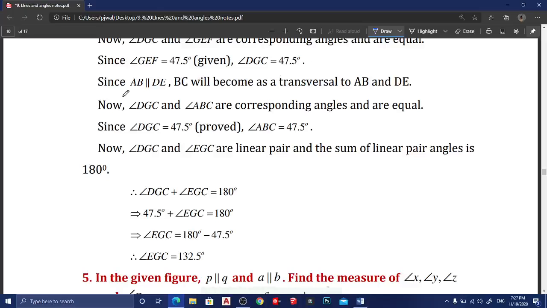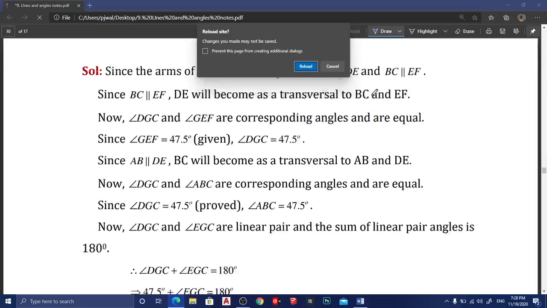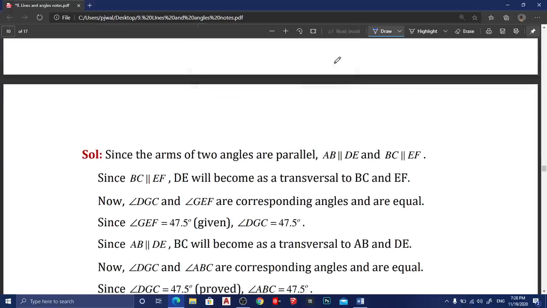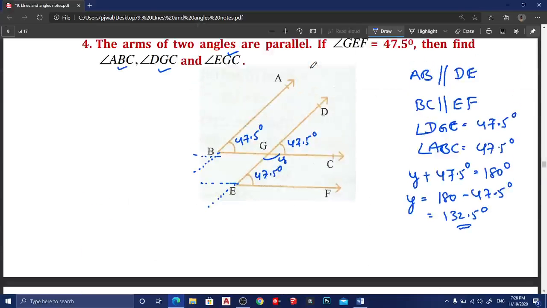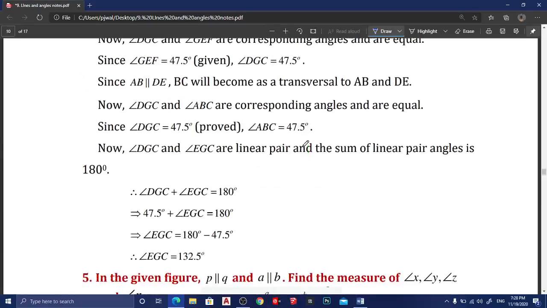Next, since AB is parallel to DE, BC will become a transversal to AB and DE. Here line AB is parallel to DE and BC will become a transversal to this line. Therefore, angle DGC is equal to angle ABC, which are the corresponding angles to each other. So therefore, angle ABC is also 47.5 degrees. So like that you can write here.